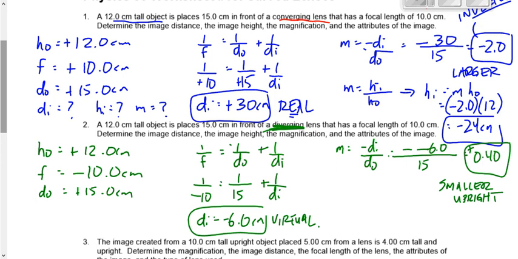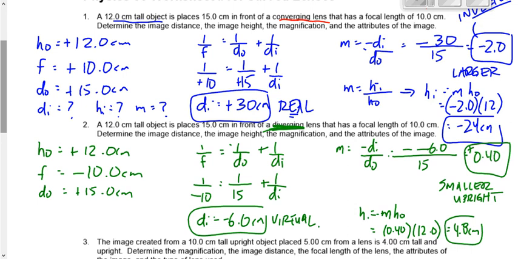And we want to find HI now. HI is equal to M times HO. It's 0.40 times the object height of 12. Gives me 4.8 centimeters.